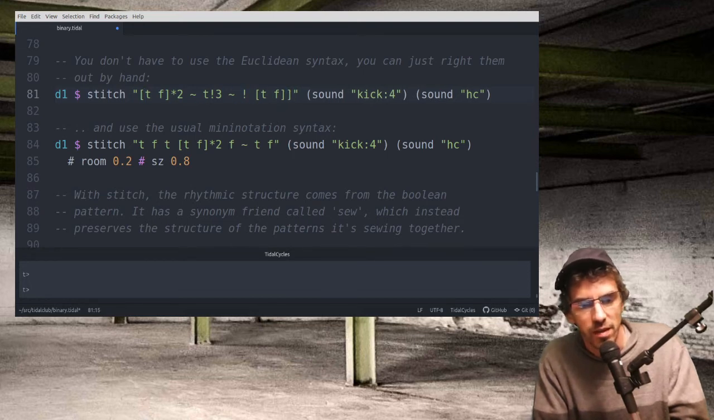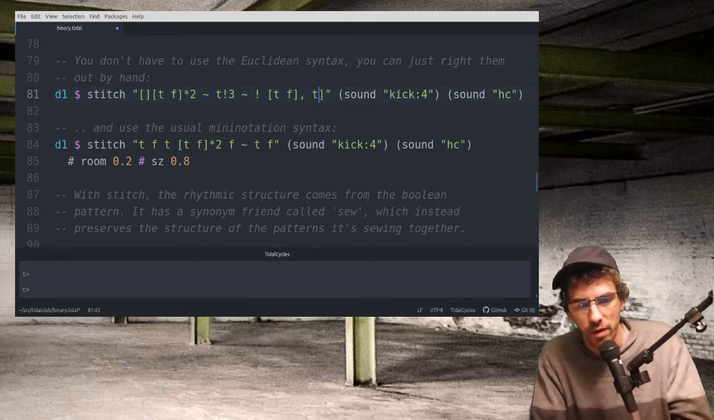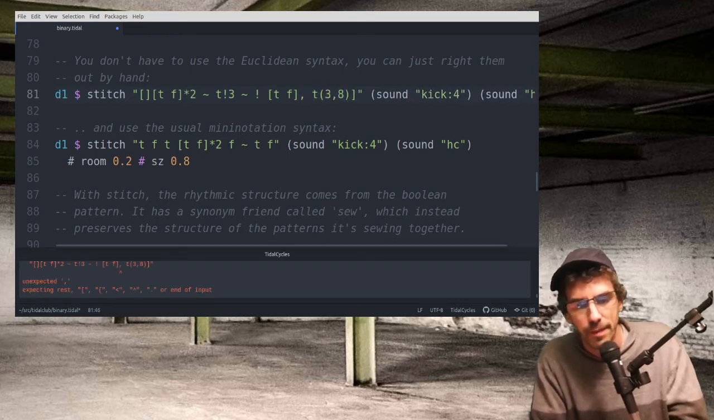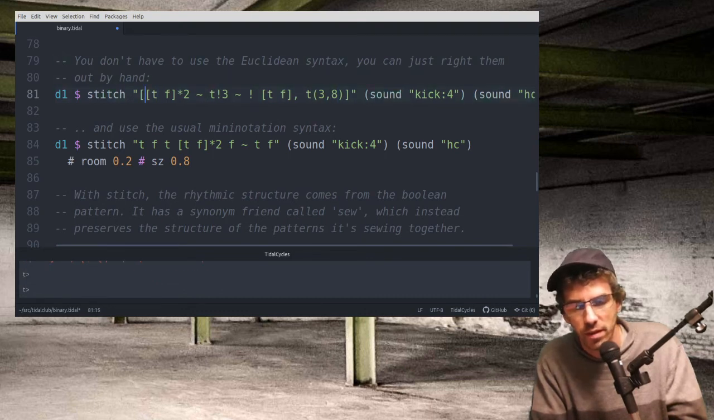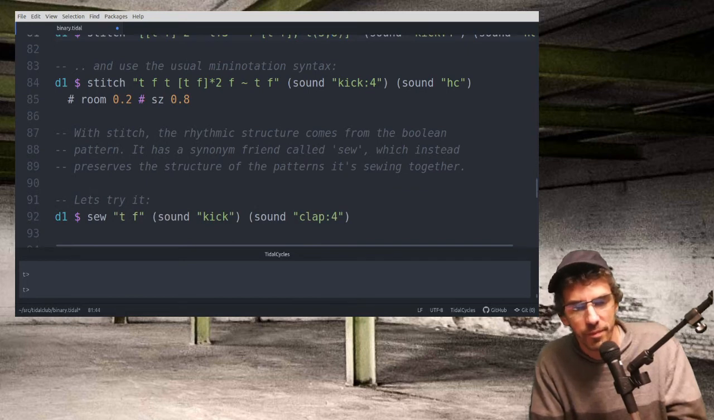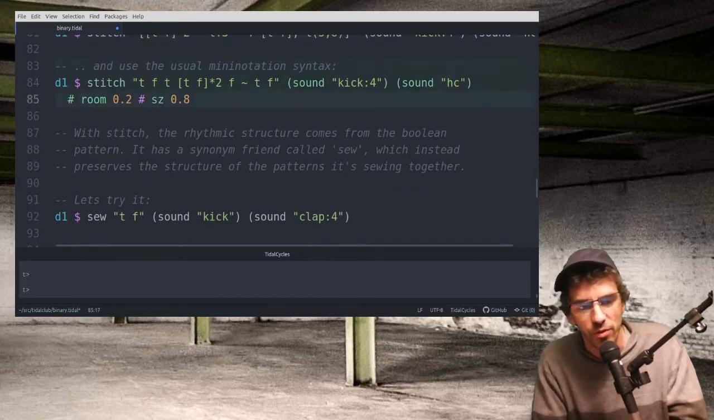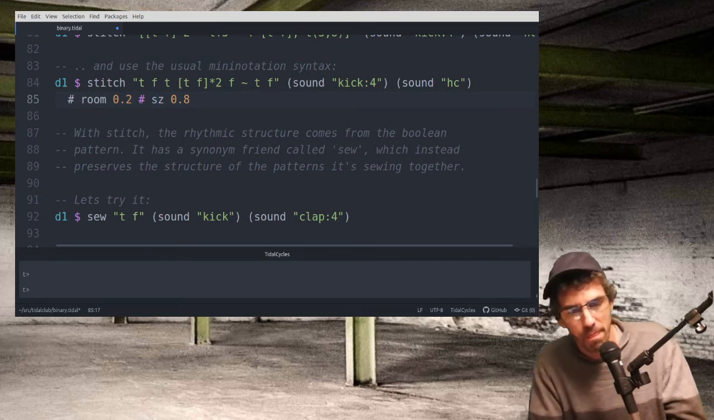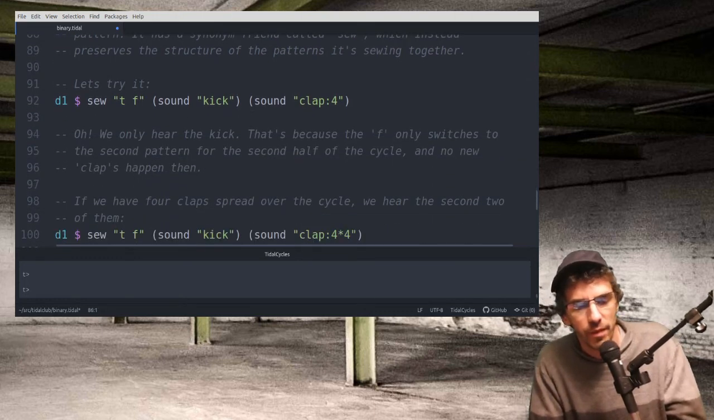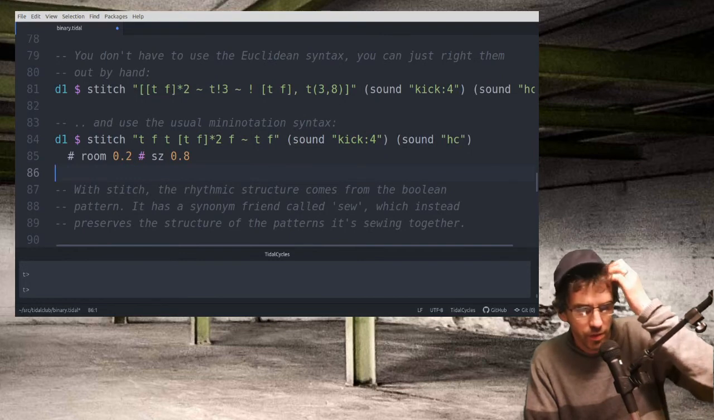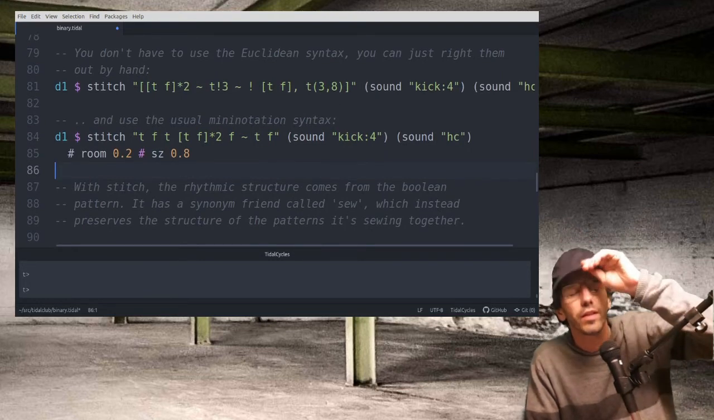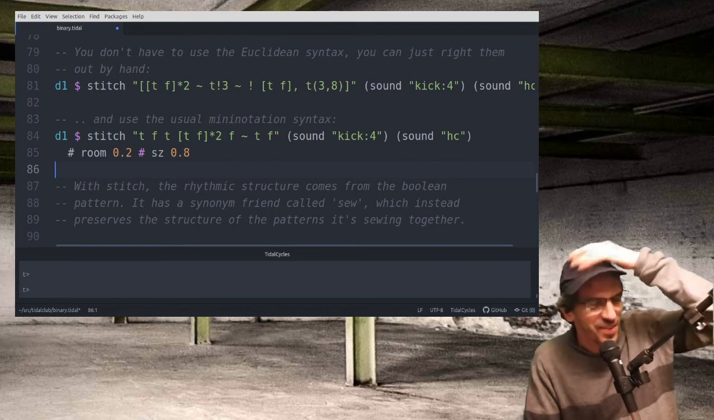It could also be polyphonic, so I could do this sort of thing. I've made a mistake there though. I think it was there. So on. And of course, add on extra effects. Always good to have a bit of reverb. Okay, so that's stitch. A similar one that works quite differently is sew.